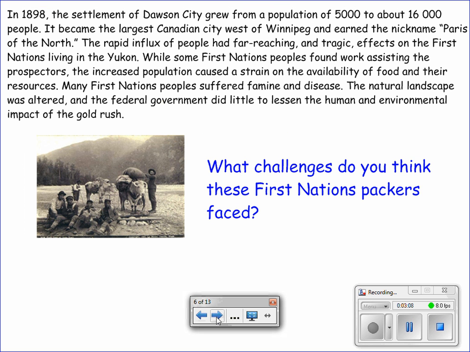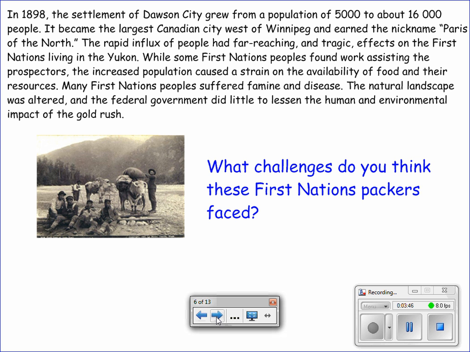In 1898, the settlement of Dawson City grew from a population of 5,000 to about 16,000 people. It became the largest Canadian city west of Winnipeg and earned the nickname Paris of the North. The rapid influx of people had far-reaching and tragic effects on the First Nations living in the Yukon. While some First Nations peoples found work assisting the prospectors, the increased population caused a strain on the availability of food and their resources. Many First Nations people suffered famine and disease.